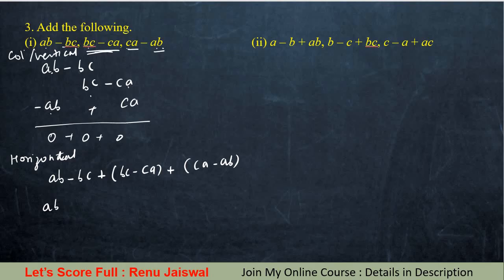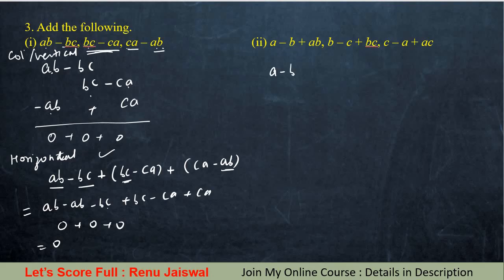So here AB, this is AB, another one is here minus AB. This is BC, another one is just next to it. Then minus CA plus CA. This will give you 0, minus B plus B 0, 0, 0. Everything is 0. So this is my horizontal method. Same way, this one you can separate the terms. I'll do all of them by horizontal method. In case you want column method, comment me.